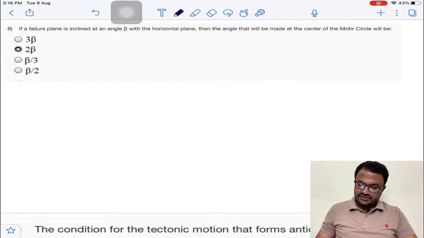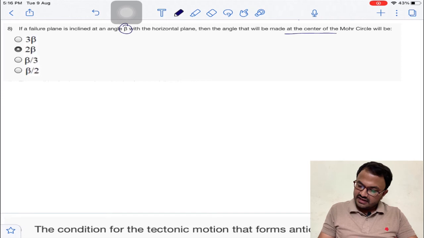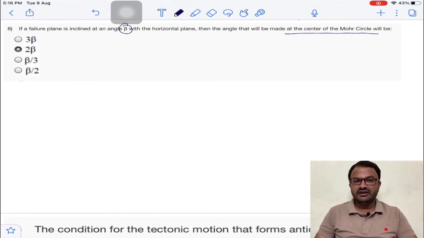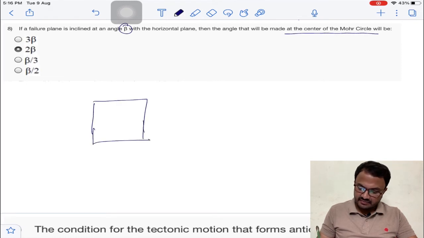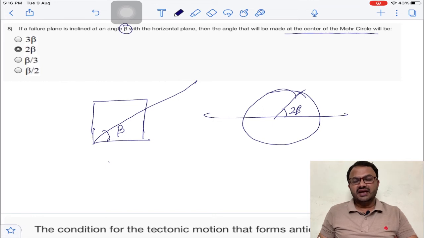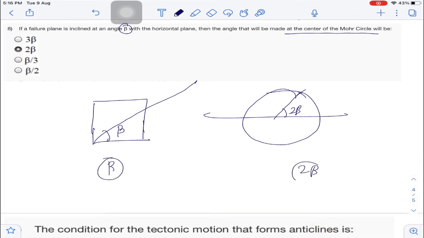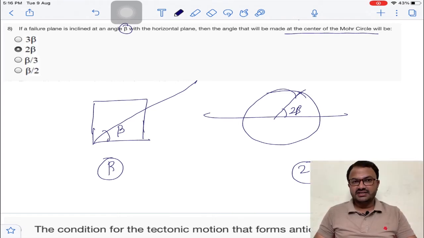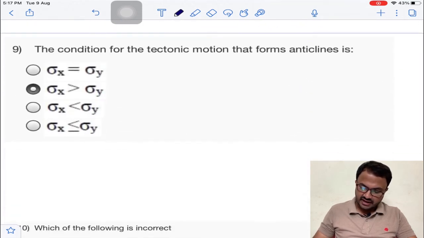Okay, next question. If a failure plane, for example, makes an angle beta, then what is the angle made by the same failure plane in the Mohr circle? For example, if an element's failure plane makes an angle beta, then in the Mohr circle, the same failure plane makes an angle 2 beta. Obviously, in a physical element, if any angle is beta, then it will become 2 beta. So in the Mohr circle, all the angles are twice the angles in the elemental system. So the answer is B for question number 8.